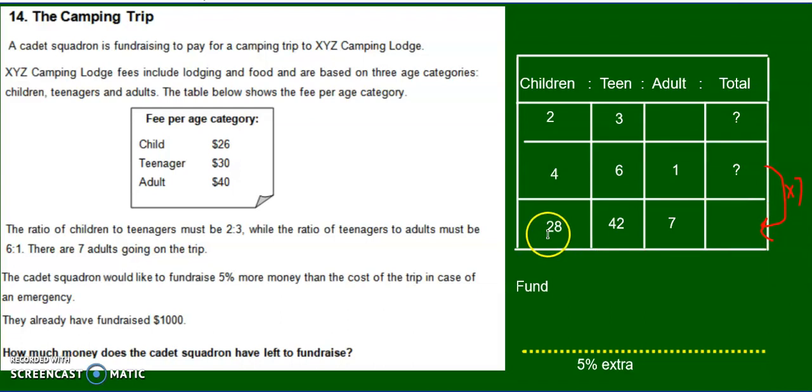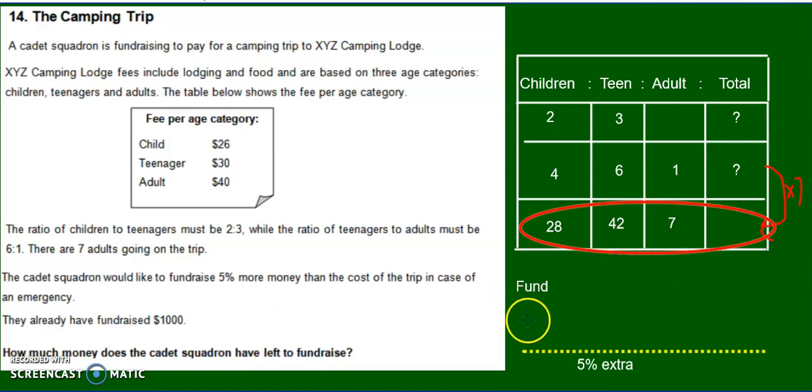So 28, that's 2 to 3, right? If I reduce this fraction, 28 out of 42, divide by 14, I get 2, divide by 14, I get 3. Okay, so cross multiplying also works. Here we have what we need to calculate how much funds are being raised. These are the numbers that we need.